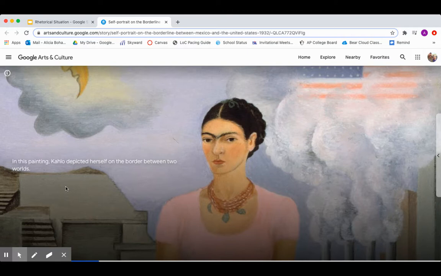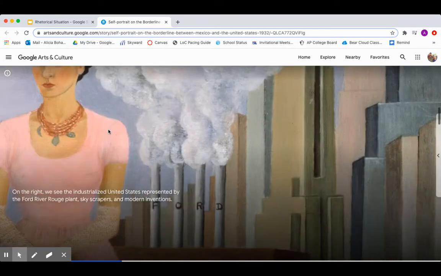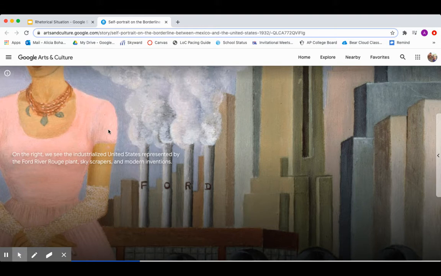If you aren't familiar with Frida Kahlo, she painted a lot of self-portraits, and she painted her eyebrows like this specifically. You can do some research on her and her interesting perspective on herself and why she painted self-portraits and why she painted them the way she did. She's a really fascinating artist. So she's on the border, and on the right-hand side, we see the United States, and it is industrialized. That's represented by the Ford River Rouge plant, by the skyscrapers, and modern inventions that we see on the right-hand side.